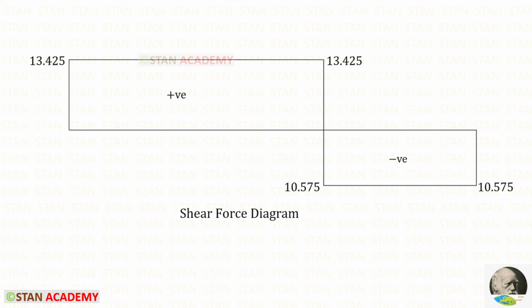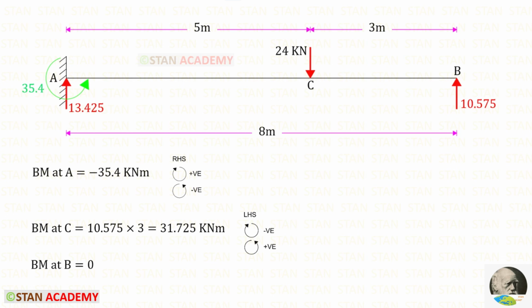Here you can see the shear force diagram. To find the moment at the point A, we can use the right hand side rule. At the point A, we have MA, which is acting in the anticlockwise direction, so that it will be negative. To find the moment at the point C, we can use the left hand side rule. RB is acting in the anticlockwise direction, so that it will be positive and the distance is 3. For the bending moment at C, we will get 31.725. We know that the moment at the point B is 0.